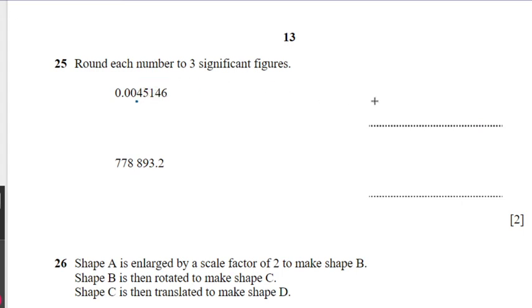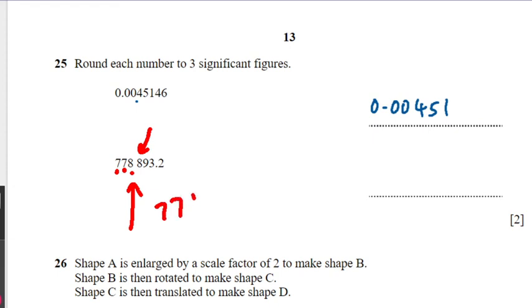So it's 0.00451. You count 1, 2, 3. The next digit here is 4. Therefore, this one you do not need to add 1. If it is 5 and above, then you need to add 1. Okay, for the second one, you count from here because this is not 0. 1, 2, 3. Then you look at the next digit here. The next digit here is 8. So it's more than 5. So this 8 here becomes 9.